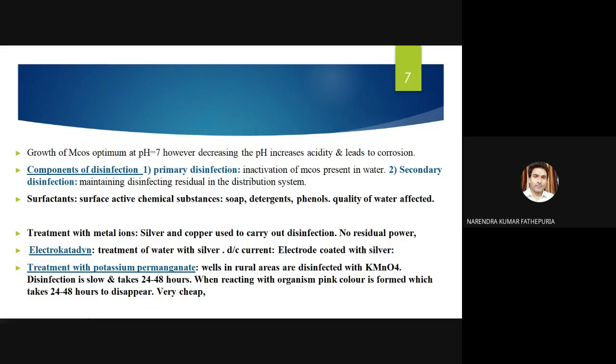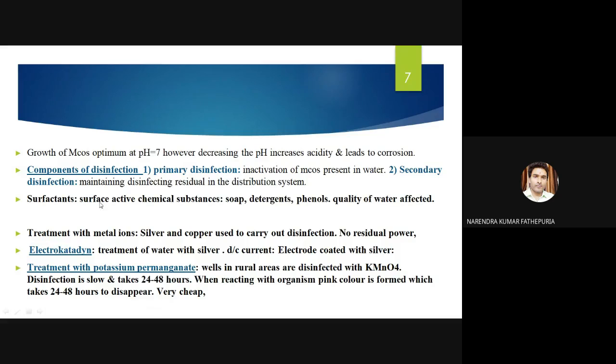The components of disinfection: there is primary disinfection and secondary disinfection. What is the primary disinfection process? Inactivation of microorganisms present in water. This is the first process while you are using a particular disinfectant in the water. So two processes will be happening: primary disinfection and secondary disinfection. In primary, first inactivation of microorganisms will happen. Secondary is maintaining disinfecting residuals in the distribution network and distribution system.